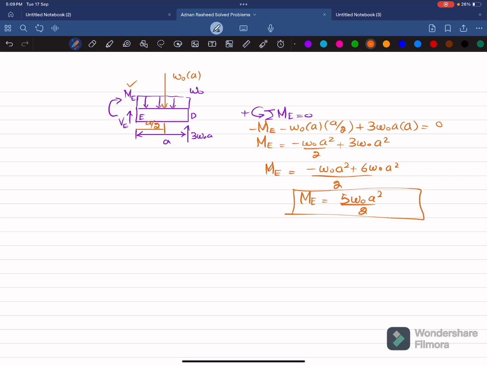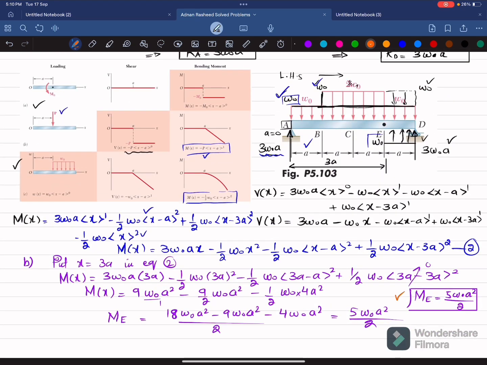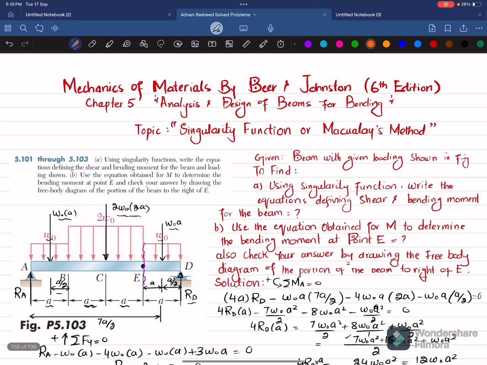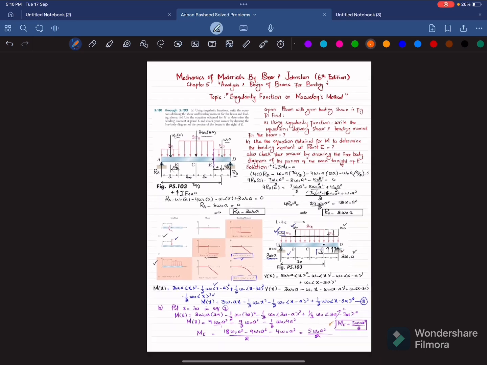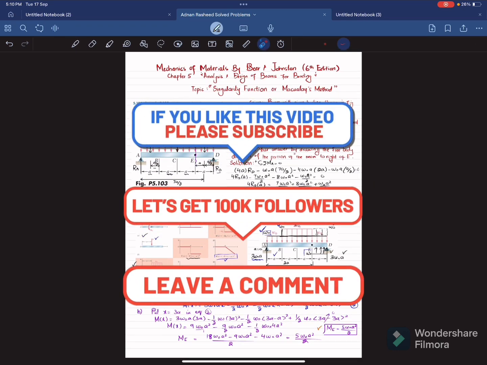And you can see that this is the moment by cutting the beam and taking the right side of point E. Now you can compare it with this value that is obtained from the equation of bending moment. Both are same. It means that our required equation of shear force and bending moment is correct. So this was all about problem 5.103.